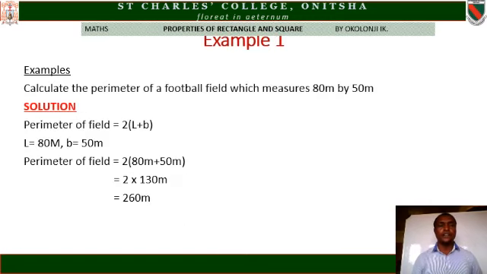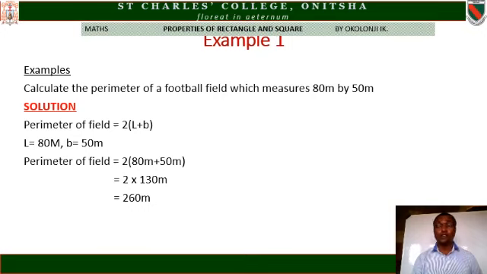Having stated the formula for finding perimeter, length, and breadth, now let's go into solving calculations that involve the shape. Example 1. Calculate the perimeter of a football field which measures 80 meters by 50 meters.